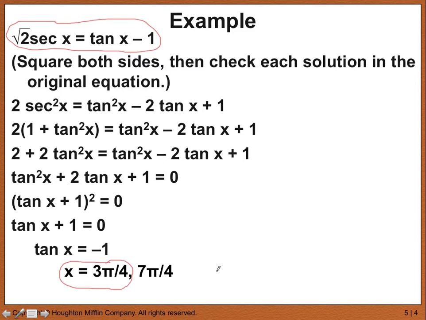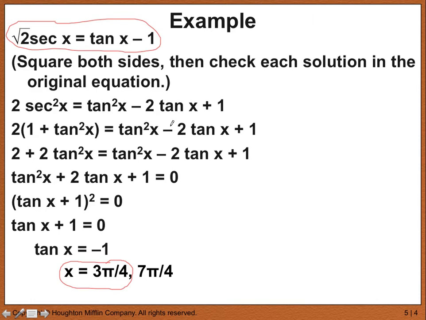Now let's try 7 pi over 4. First, let's get the secant of 7 pi over 4, and of course, to find that out, we look at the cosine. The cosine of 7 pi over 4 is positive root 2 over 2. And then that means that the secant is going to be 2 over root 2. Just flip it. Root 2 times 2 over root 2 just gives me positive 2. But when I put 7 pi over 4 into the right side of that original equation, I have tan 7 pi over 4. That's negative 1. And negative 1 minus 1 is negative 2. And obviously 2 does not equal negative 2.